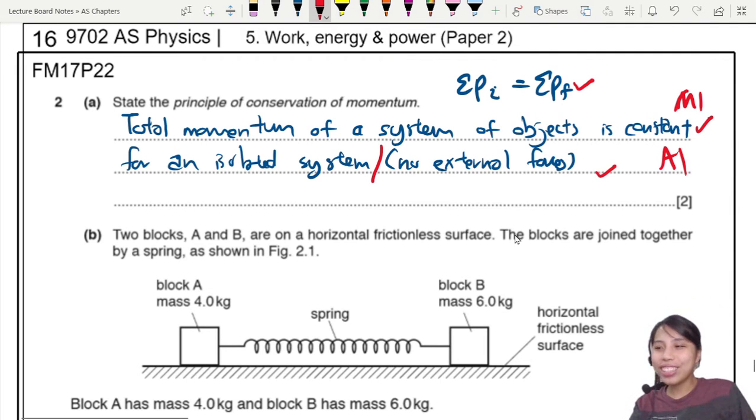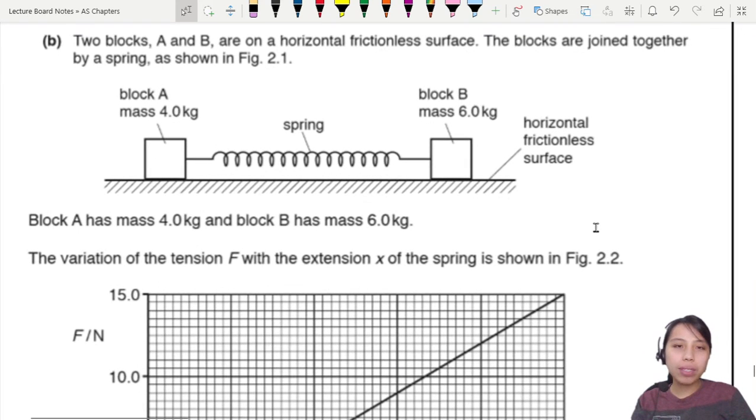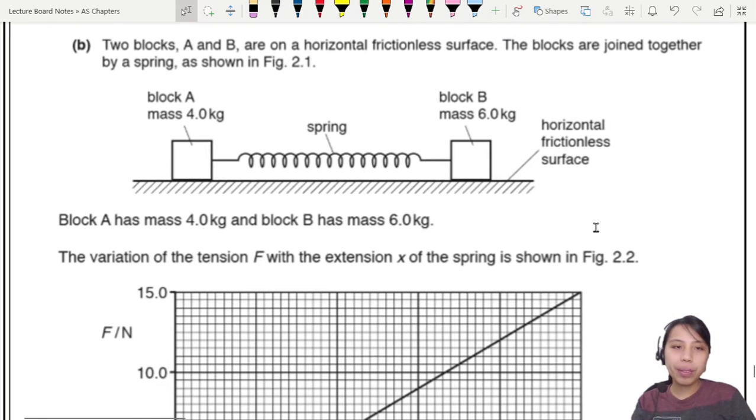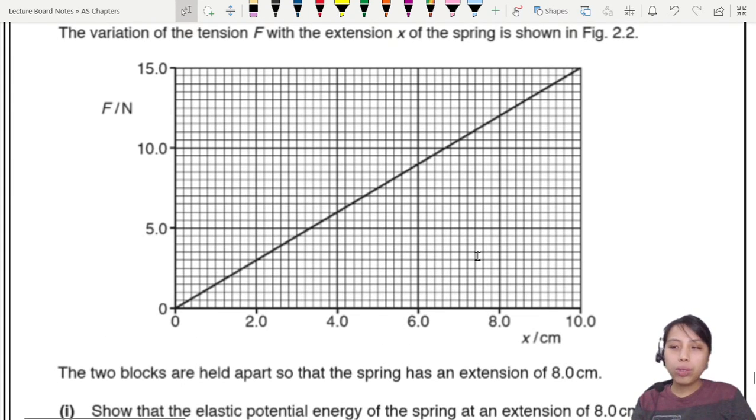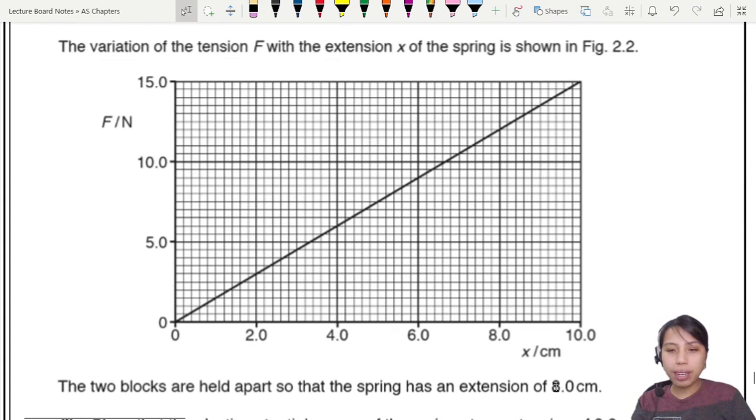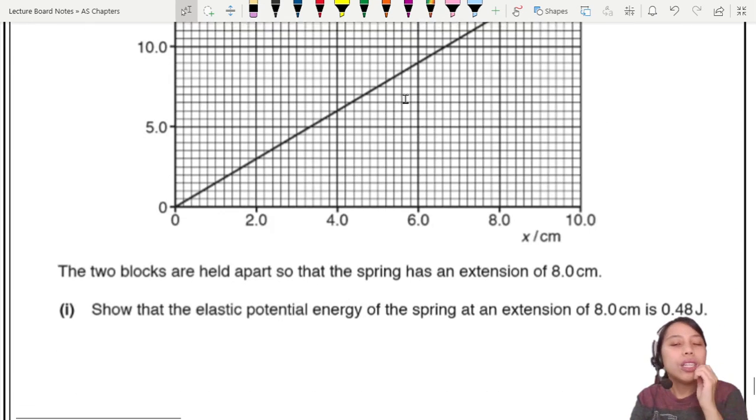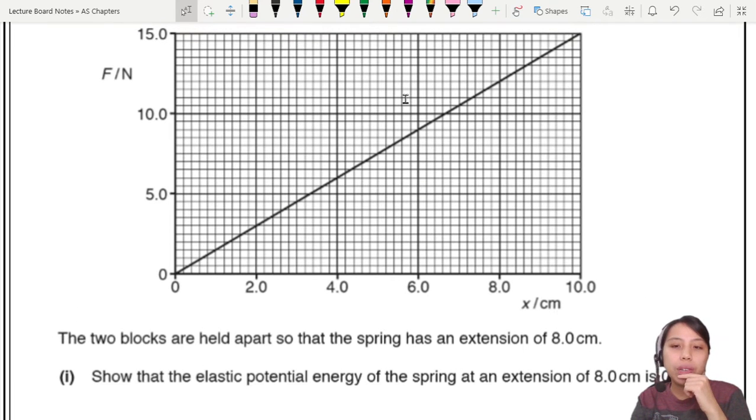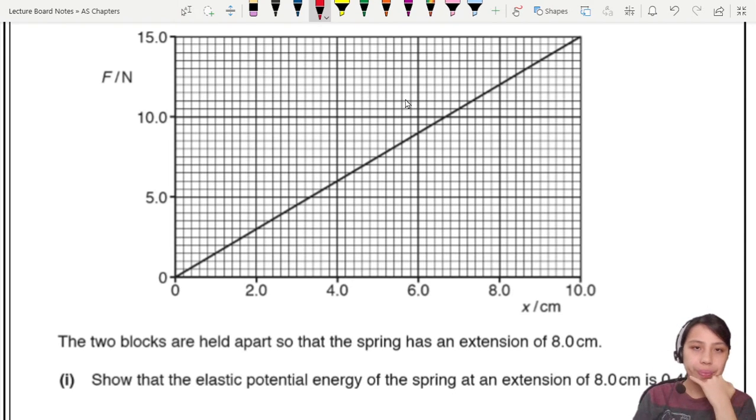Okay, let's go to the main part where the challenge begins. Look at this setup. You have 2 blocks A and B on a frictionless surface, joined together by a spring. Block A got mass, block B got mass. The variation of tension with extension is shown. Nice. Obeys Hooke's law. The 2 blocks are at first held apart so that the spring has an extension of 8 cm. So you could say maybe this one you already stretch the spring a bit further. So the spring is like, wow, very stressed already. What we need to do, show that the elastic potential energy of the spring at extension 8 cm is 0.48 joules.